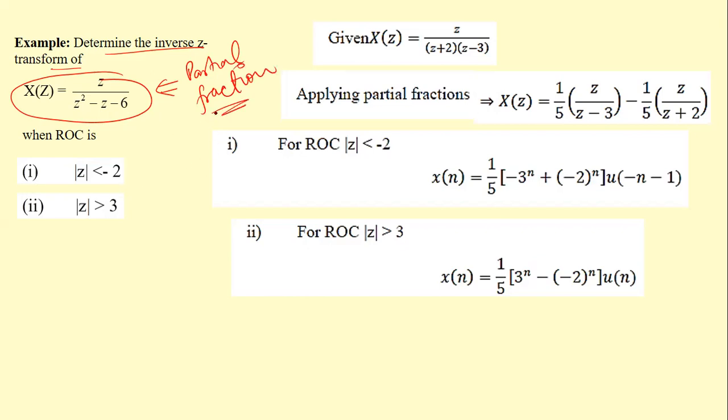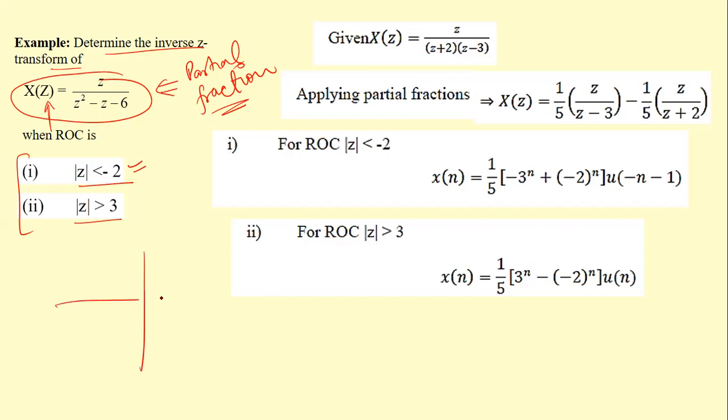So we'll use partial fraction here. But here two conditions are given: first, the ROC should be less than minus 2, and then the ROC should be greater than 3, right? That means in this case, the given Z transform will converge for all the values of Z which are less than minus 2.